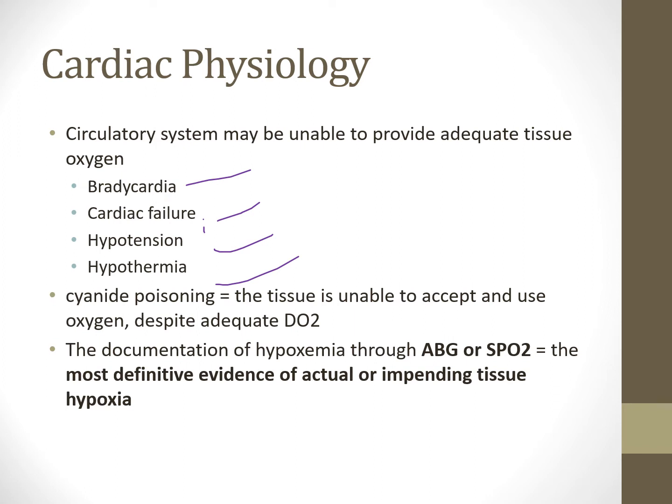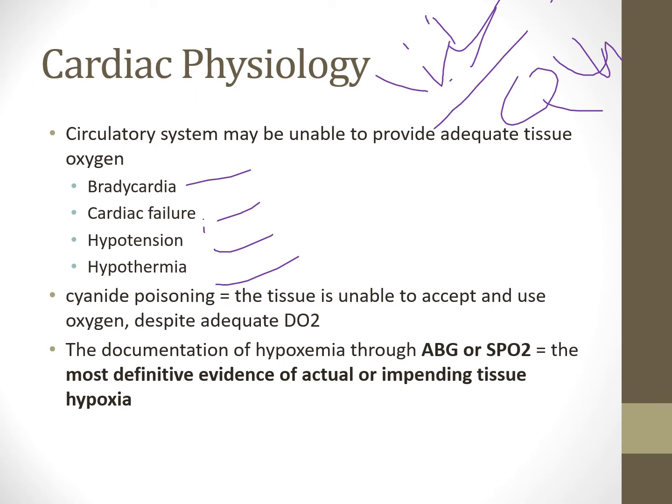So this goes back to the whole VQ match thing, right? When we have the ventilation versus the perfusion, right? Alveolar ventilation could be decreased or perfusion could be decreased, right? Those things would cause hypoxemia and other issues. So bradycardia would be a low perfusion. Cardiac failure would be low perfusion, hypotension, low perfusion, hypothermia, vasoconstriction, which means low perfusion, right? So things like that could be pretty significant.